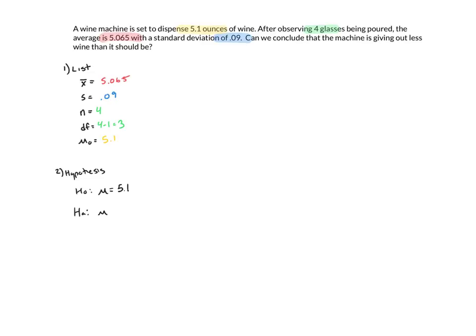What I'm trying to show is my alternative hypothesis. And this is, I'm trying to show that the machine is giving out less than it should be. So this will be less than 5.1.